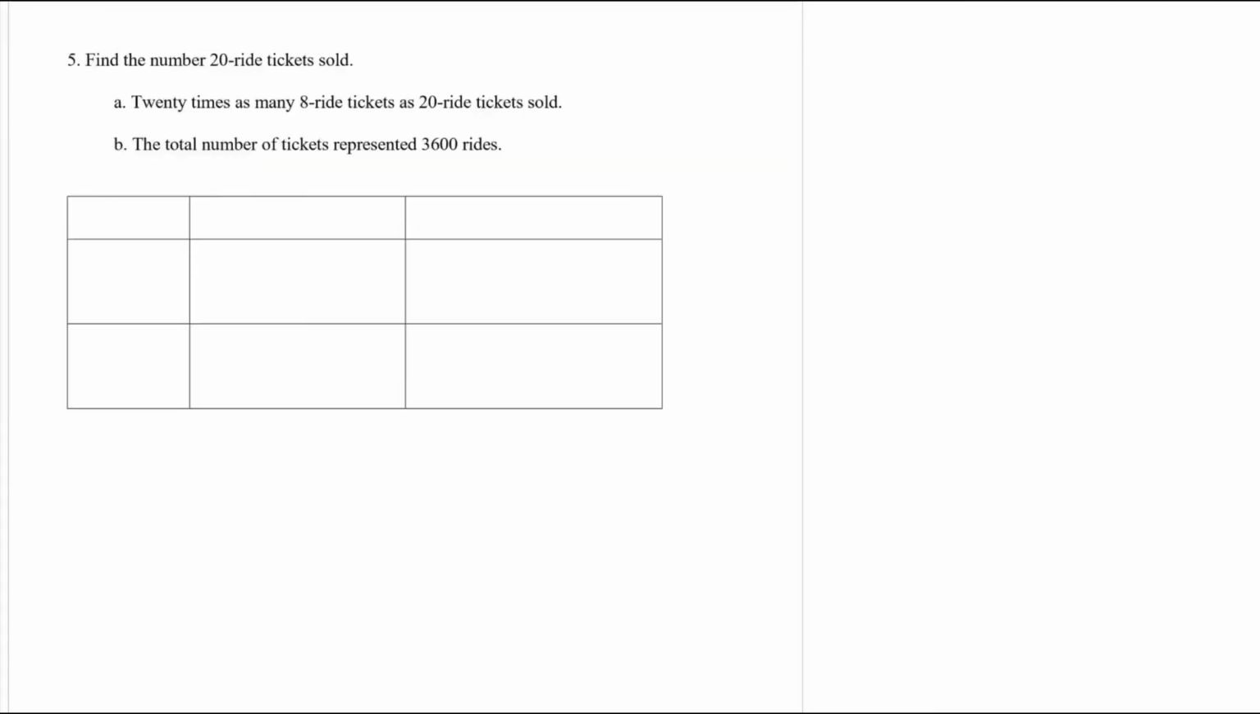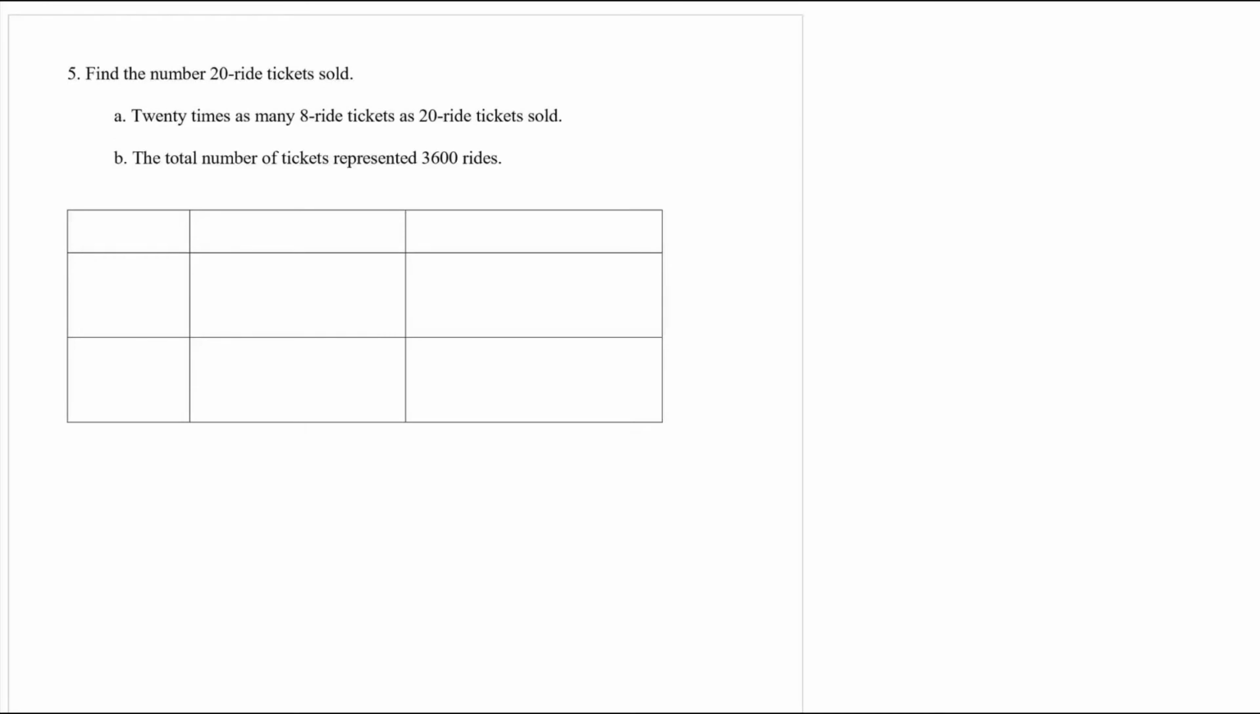All right, so everybody should have finished the last question, and notice what I did here on our very last example is I did not label the rows and the columns. And that's because I want y'all to take a minute and think about how you would label this. We want to find the number of 20 ride tickets sold. So we have 20 times as many 8 ride tickets as 20 ride tickets were sold. The total number of tickets represented 3,600 rides. So we still have something where we have a total, so we have a part plus part equals whole. But what we want to think about is how would we label those?